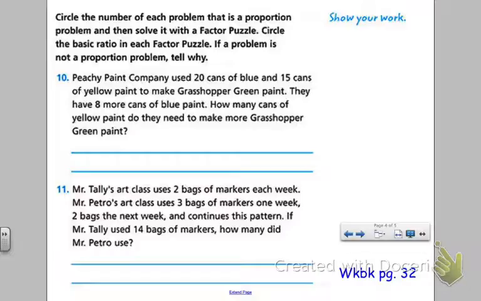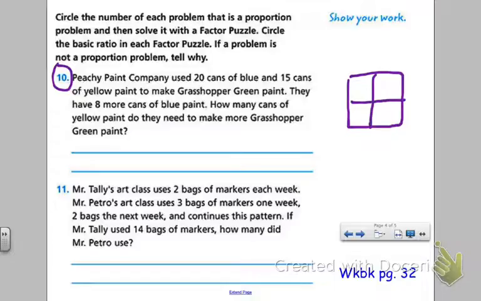Think of it as being a recipe, the recipe of blue to yellow paint in order to make grasshopper green. If I change the ratio of blue to yellow, I might end up with a different shade of green and not the grasshopper green that they're working for. So I'm assuming we have a constant rate. We have a recipe for paint color that we don't want to change. That means I can circle number 10. That means I can solve it with a factor puzzle.